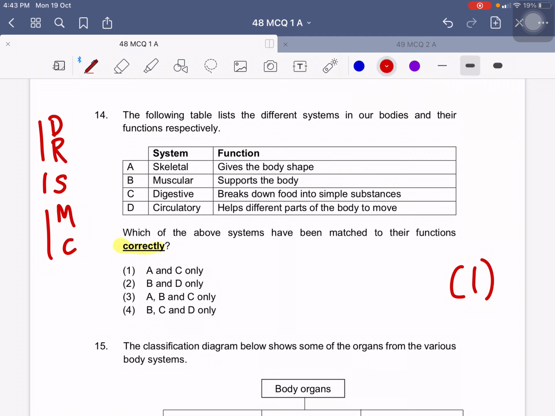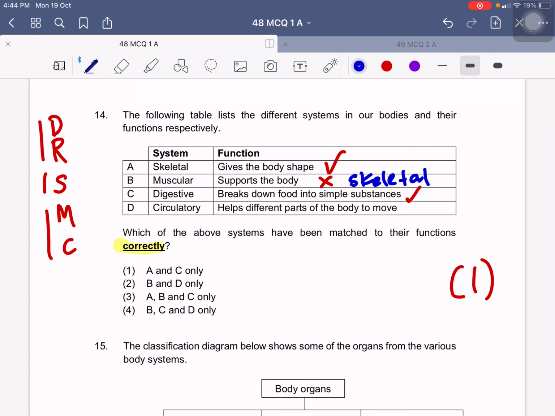Okay, so we just have to recall skeletal, it gives the body shape, now that's correct. Muscular system supports the body, that's not correct, because it is the function of the skeletal system. For C, digestive system breaks down food into simple substances. Yes, that's correct. Maybe I'll write it down here. This should be for skeletal.